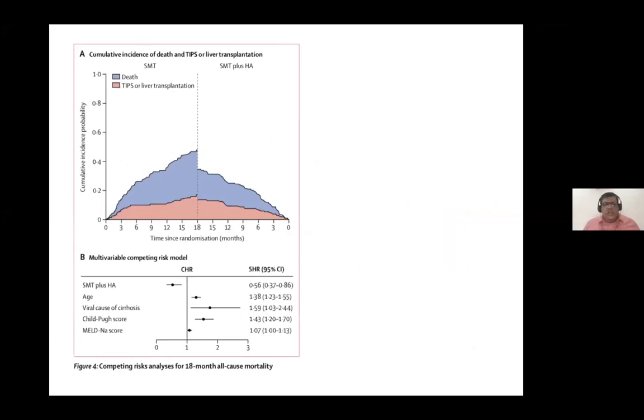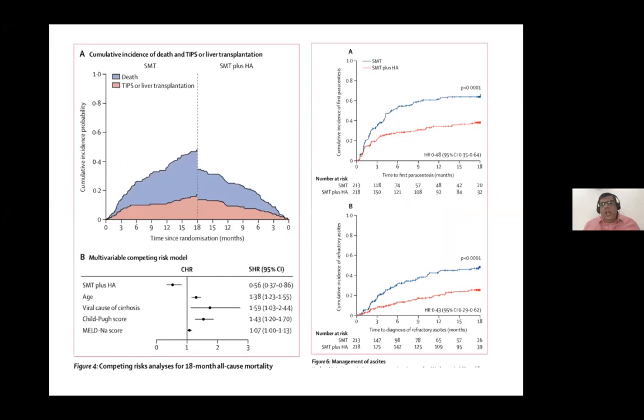This was across the Child-Pugh score, and even there was an improvement in the MELD score for these patients. This was on the basis of competing risk model, and they looked at the need for first paracentesis. That was also lower in patients who were on albumin, and the risk of development of refractory ascites was also significantly lower. So the hazard ratios were 0.48 and 0.43 if the patients were on weekly albumin therapy, and this was competing risk analysis. So that is what makes it even more robust data, not just Kaplan-Meier.